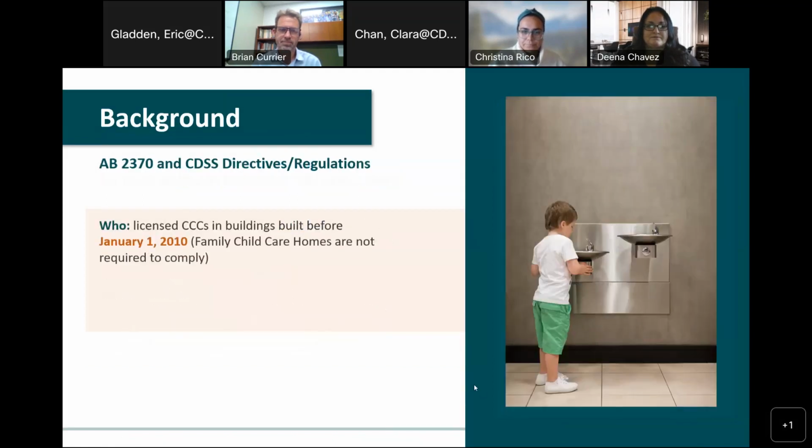You might be wondering who is affected by this legislation. Well, all licensed childcare centers that are located in a building that was constructed before January 1st, 2010 will need to conduct drinking water testing for lead contamination levels. The testing requirements do not apply to family childcare homes where services are provided in the home of the caregiver.